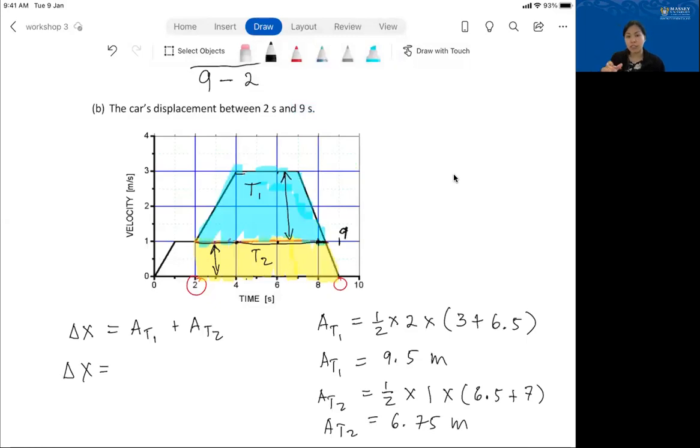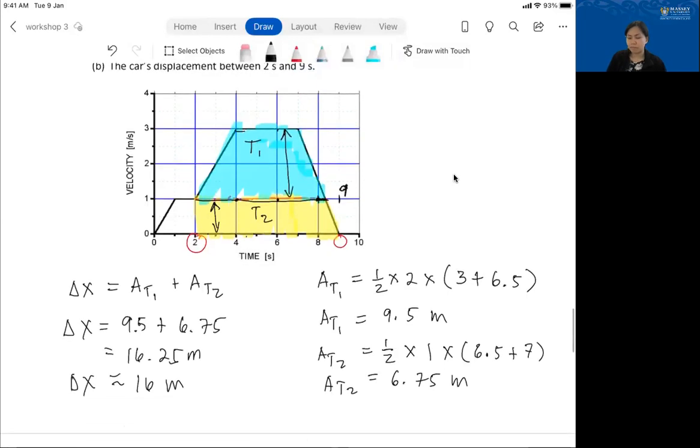So your total displacement between 2 and 9 seconds will be adding these two up. 9.5 plus 6.75, that's 16.25 meters, or roughly 16 meters for the displacement. All right. Are we okay with that? Any question about that solution? Good. No question in the chat box.